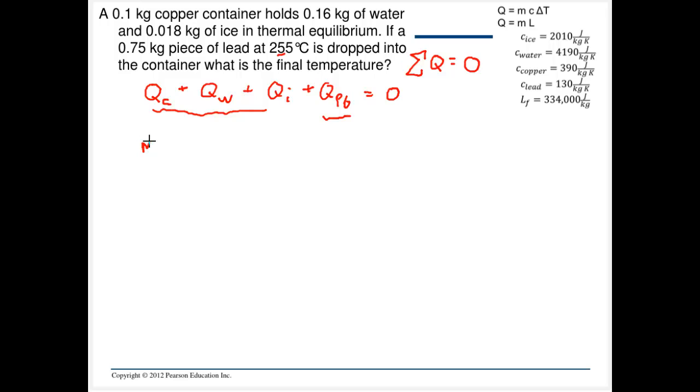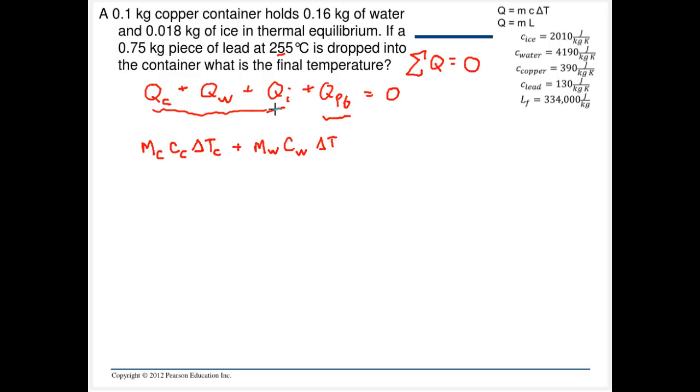So we know that we can write the copper kettle, the copper container, is going to be the mass times the specific heat of copper times the change in temperature of the copper kettle. We're going to have some water. That water is going to have some mass associated with it. It's got the specific heat of water, change in temperature.